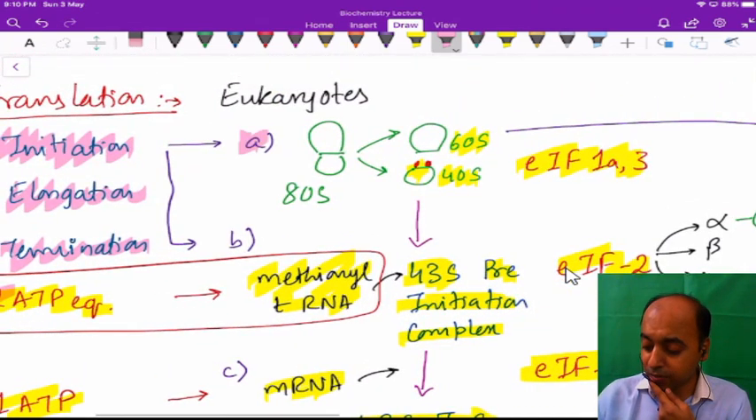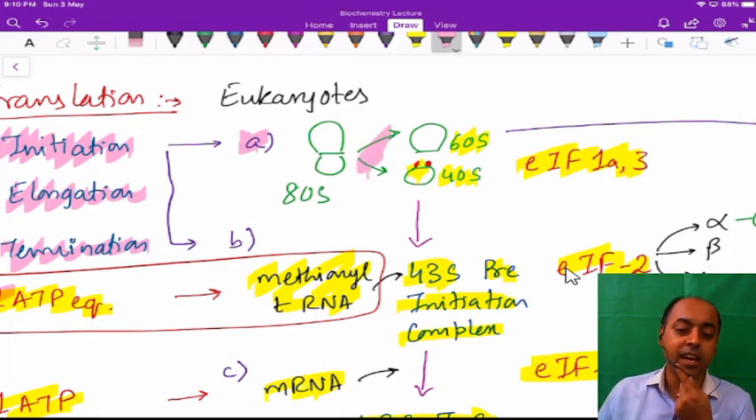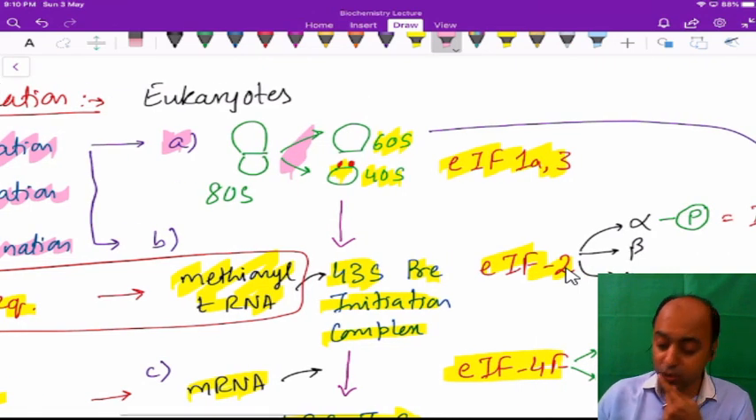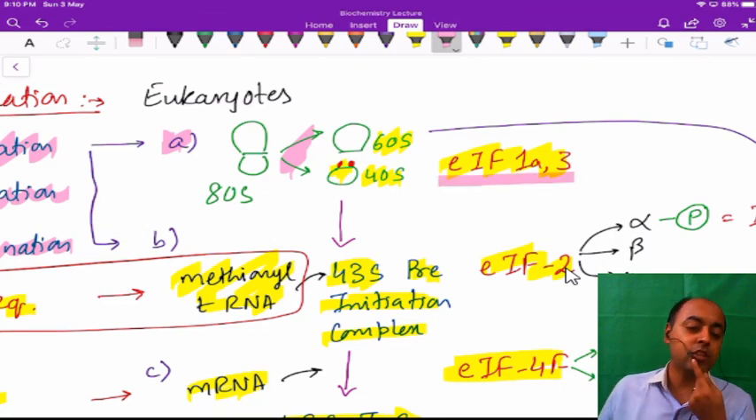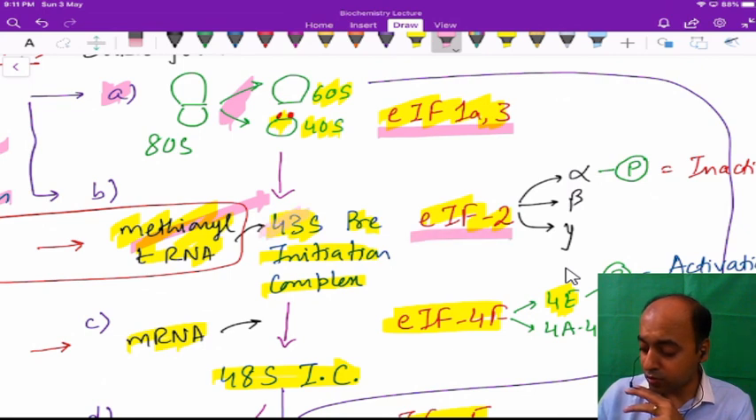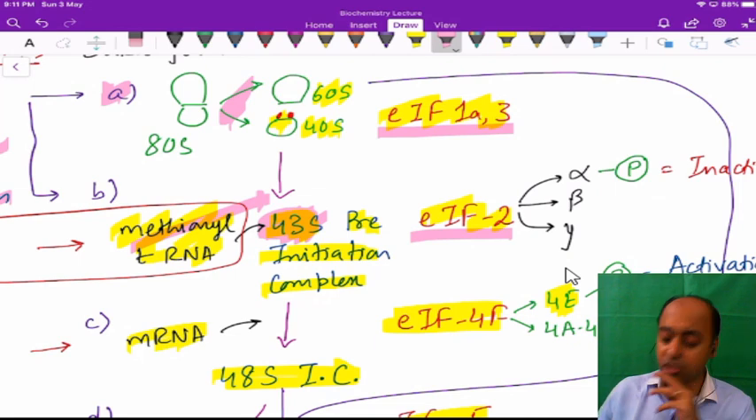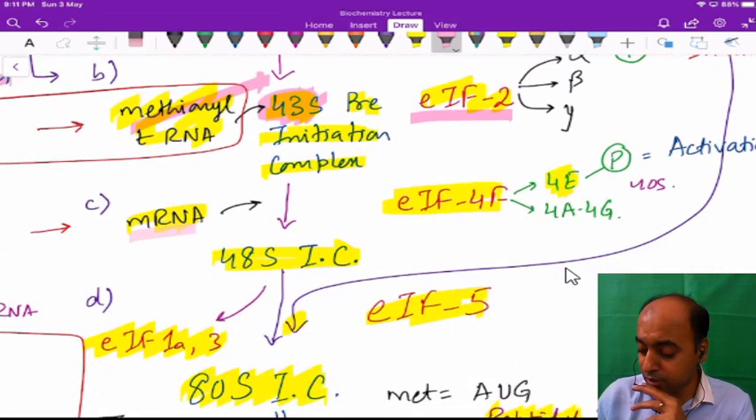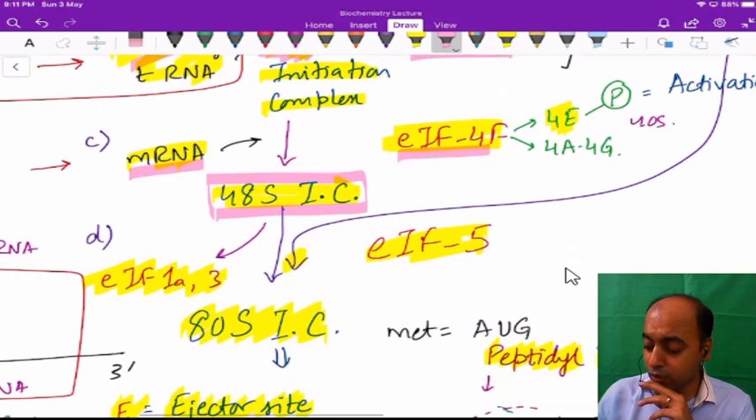We said in step 1, the 80S will split into the 60S and the 40S. To prevent their rejoining, we have the initiation factors 1A and 3, which join with the 40S. The 40S will then join with the methionine tRNA under the influence of the initiation factor 2, resulting in formation of the 43S pre-initiation complex. The 43S pre-initiation complex will then join with the messenger RNA under the influence of initiation factor 4F, resulting in formation of the 48S initiation complex, to which the 60S subunit will come and join.